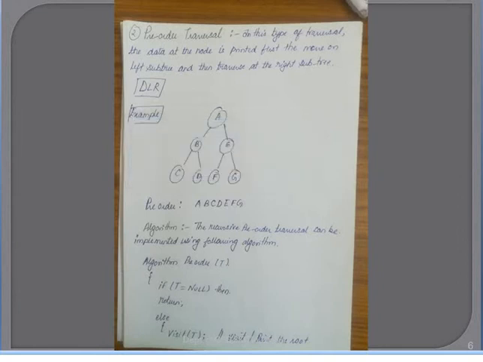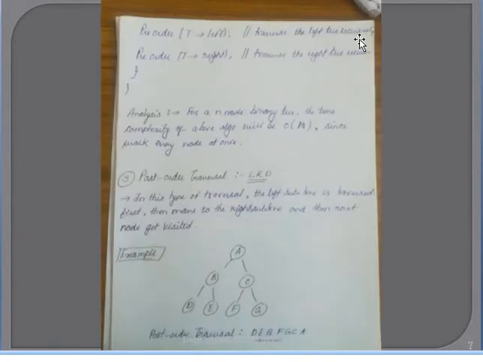So in this algorithm, first we visit the root node, second we visit the left child node, and then the right child node. The time complexity is of the order of n, because every time we visit each node exactly once.